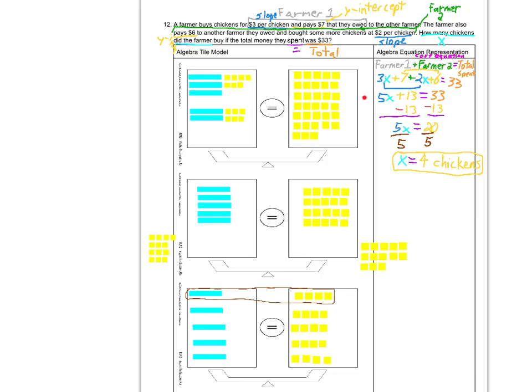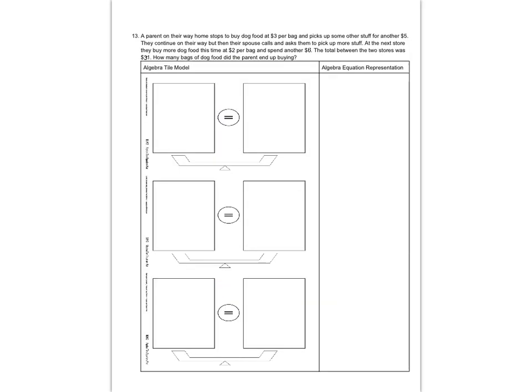And it's even more obvious on this, right? We spent $5 per chicken in total, times 4 chickens, that's $20, plus the $13 that we owed the 2 farmers. Paid $33 in total. Let's see if we can solve this next problem.